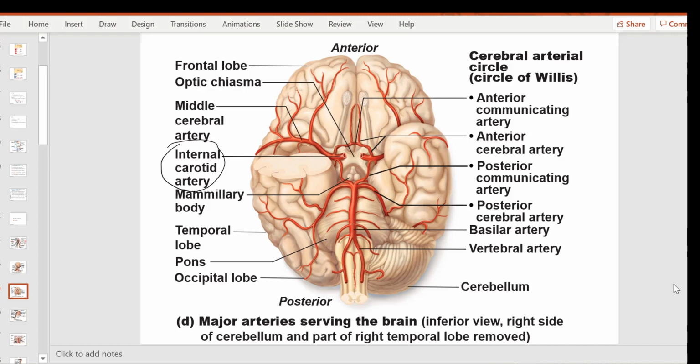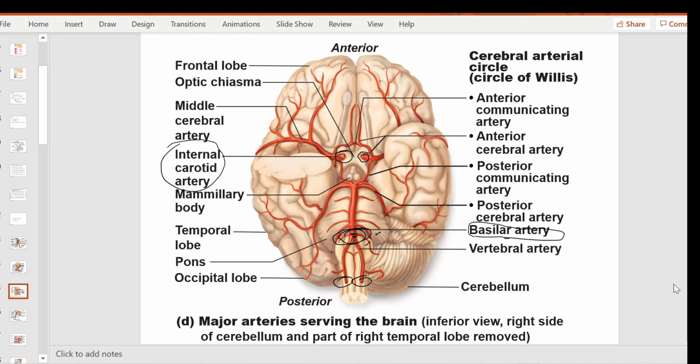So this is one, this is another. Okay, two internal carotids. And two vertebral, you see here, these two are vertebral arteries. They join together to form the basilar artery in the bottom of the brain, where you have the pons and medulla oblongata. They join together in that area. These two vertebral arteries join to form the basilar artery.